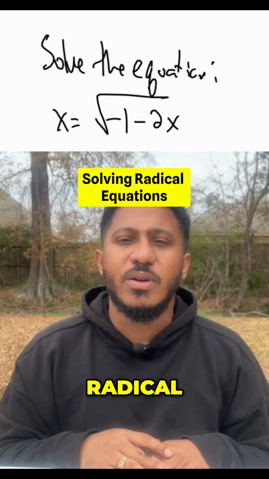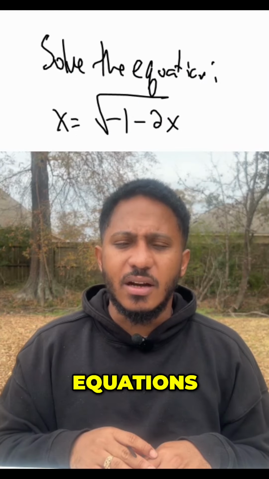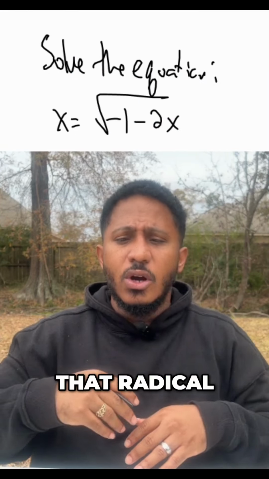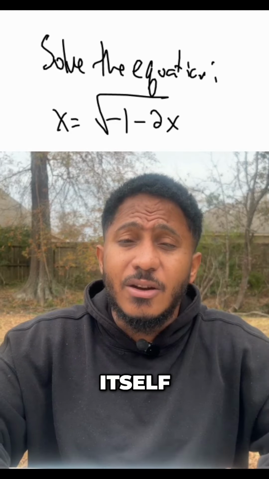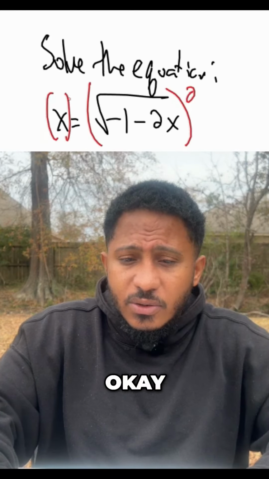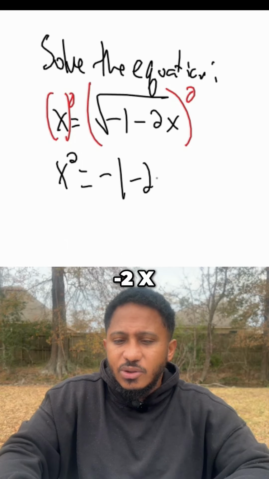Let's try solving this radical equation. So in solving radical equations, we should isolate the radical to raise both sides to some power to eliminate that radical. So here I already have the square root on the side by itself. And so to get rid of that radical, we square both sides of this equation, okay? So squaring both sides, we get x squared equals -1 minus 2x, okay?